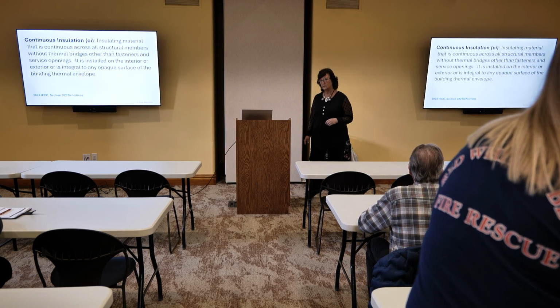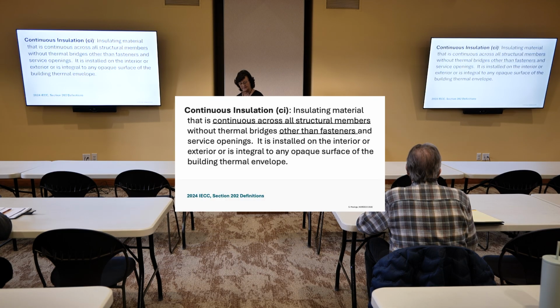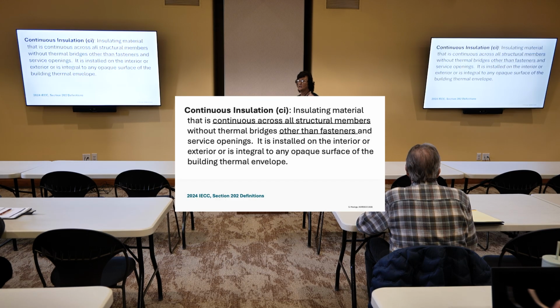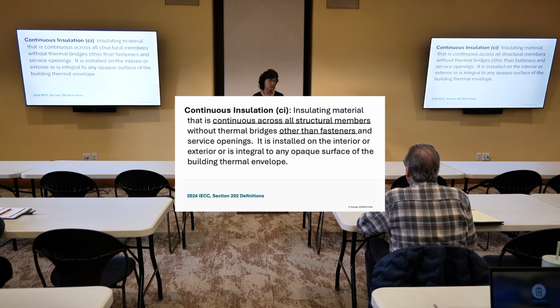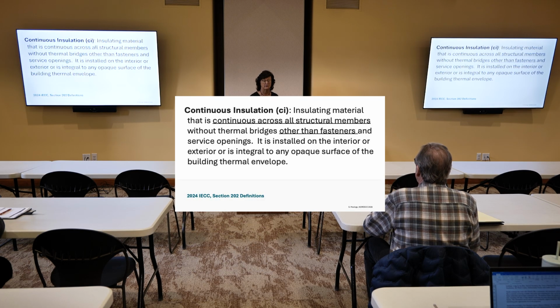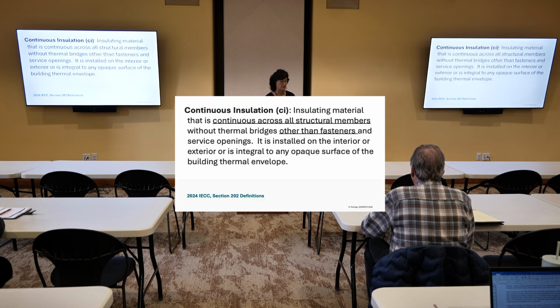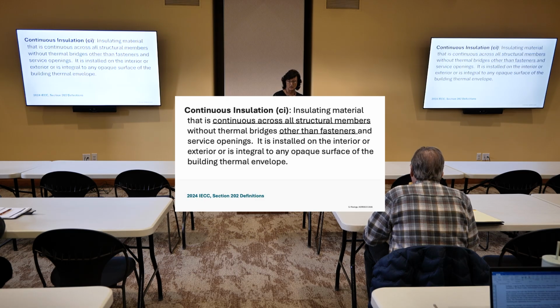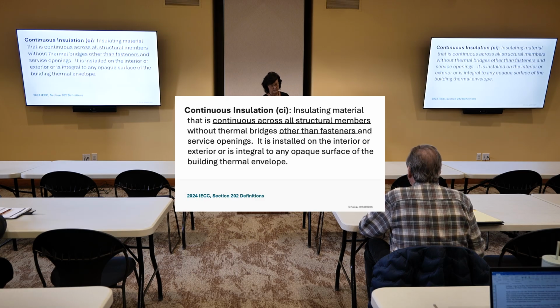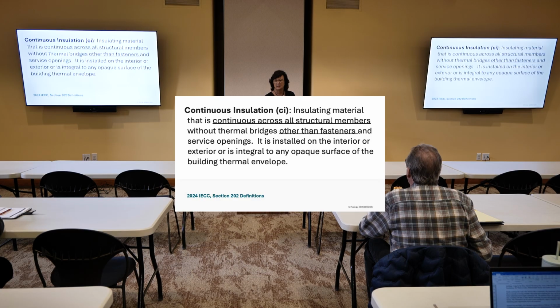Sometimes we think we know what continuous insulation is, but the Energy Code is really good about defining things, and sometimes we don't read those definitions, and so we miss the mark. The definition in the Energy Code for continuous insulation: insulating material that's continuous across all structural members without thermal bridges other than fasteners, and surface openings, installed on the interior or the exterior or integral to the opaque surface of the thermal envelope. So we're continuous insulation over the framing, across the structural, not within it, right?